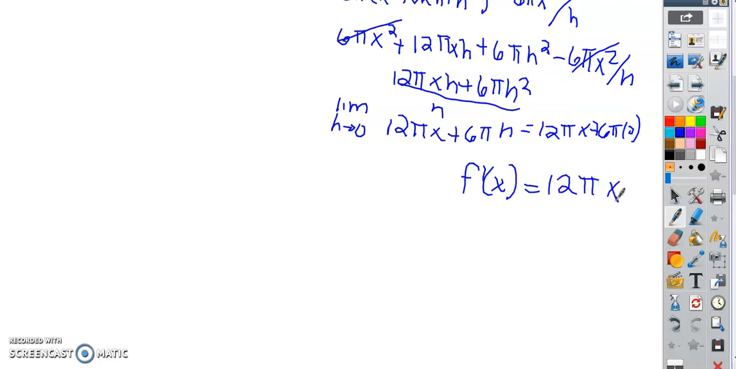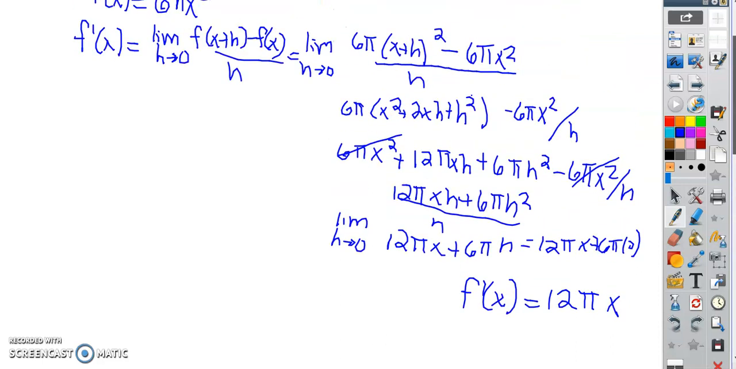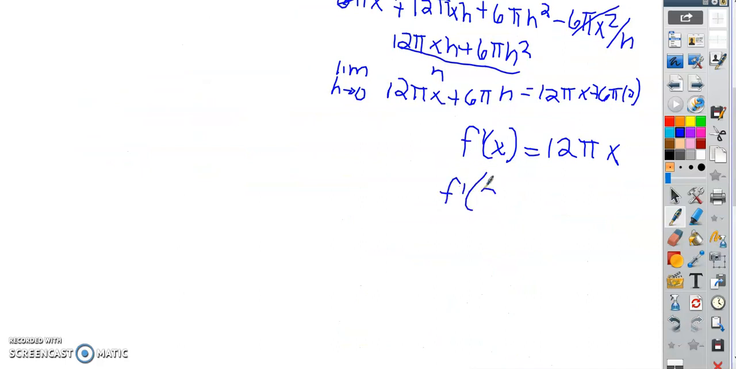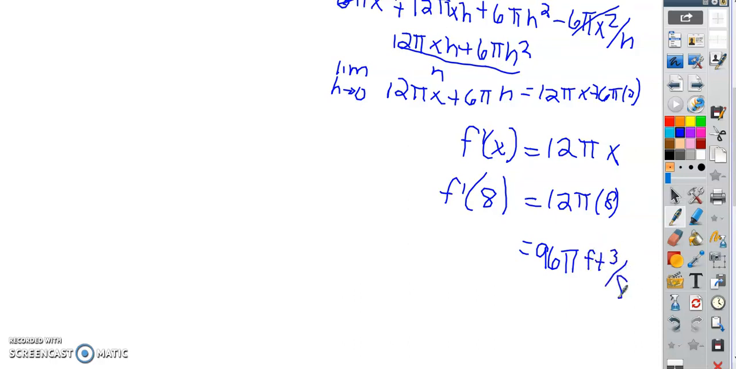So there is my derivative. I want to know what is the instantaneous rate of change when the radius is 8 feet. So I plug in 8, and I get 96 pi. Now thinking about those units, the radius is in feet, so I am in cubic feet per foot. So at the moment when the radius hits 8 feet, our volume is changing by 96 pi cubic feet per foot. All right, I'm going to pick up with the last 2 examples in the next video.